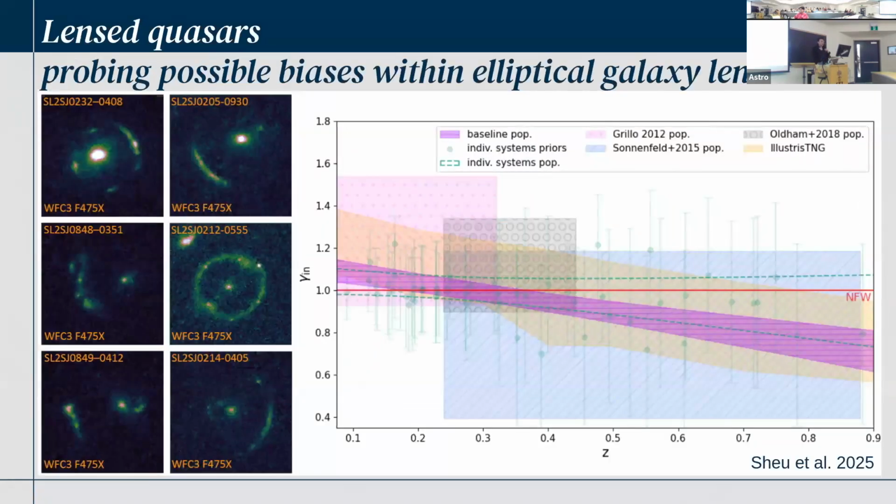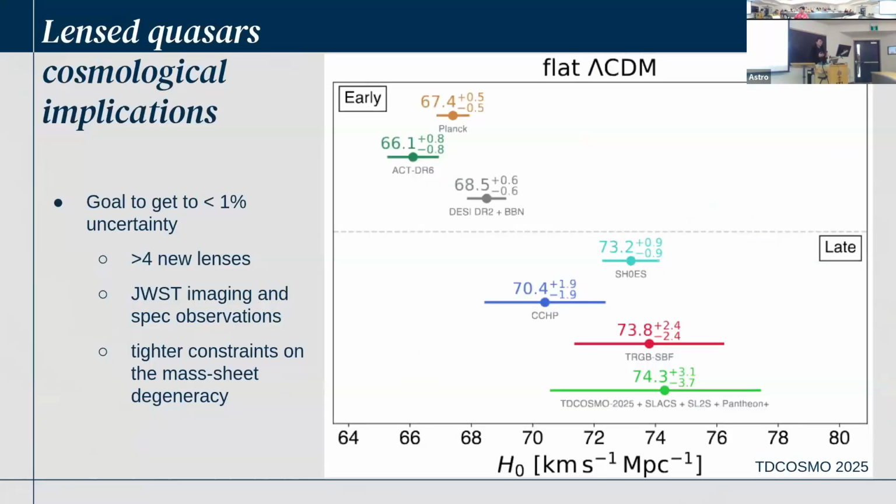Additionally, we used an external sample of around 60 elliptical galaxy lenses in order to further our knowledge of this mass sheet at a population level, to mitigate the mass sheet degeneracy even further. And all in all, using 6 of these lensed quasars, we're able to get an H0 measurement of 74.3 in our latest TDCOSMO 2025 paper. Our ultimate goal is to get sub 1% in order to address the Hubble tension, and we hope to slowly make progress toward that.